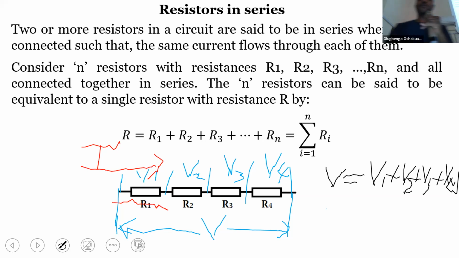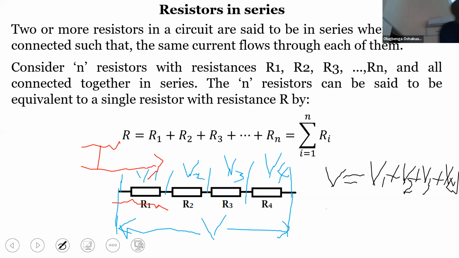And we should note that the same current will flow through all of them. So when you have different bulbs connected in series, if their brightness is not equal, what that is telling you is that the resistance of those bulbs are not equal. But since they are in series, the same current will flow through them.